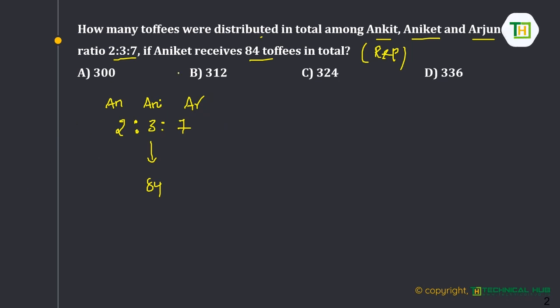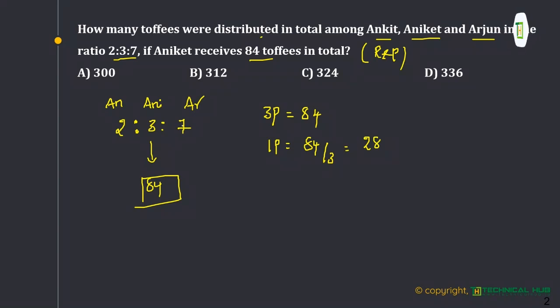Very simple question. See, according to ratio, Anikit receives 3 parts, and according to value, Anikit receives 84 trophies. So 3 parts is equal to 84, then 1 part is equal to 84 by 3, that is equal to 28. Okay. See, according to ratio, all the 3 persons receive how many parts here? So 2 plus 3, 5, 5 plus 7, 12. So they are receiving 12 parts. So you know 1 part is equal to 28, then 12 parts value is equal to 28 into 12. Yeah, so 12 into 8, 96.